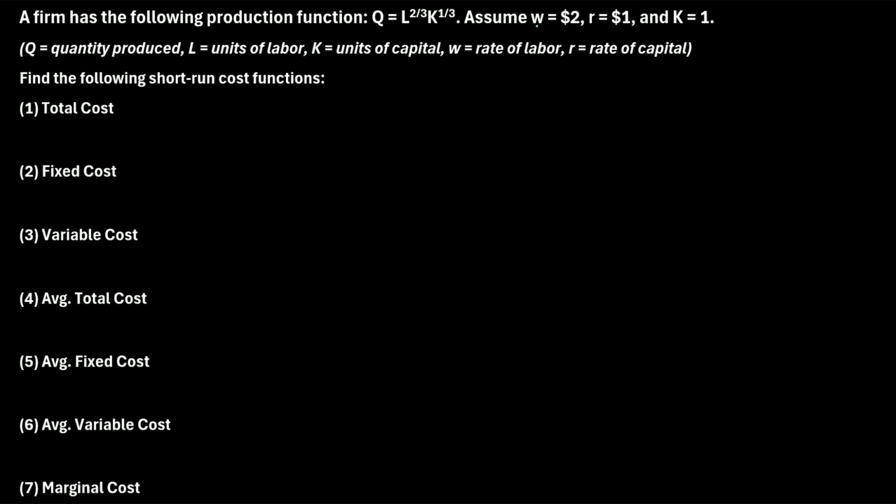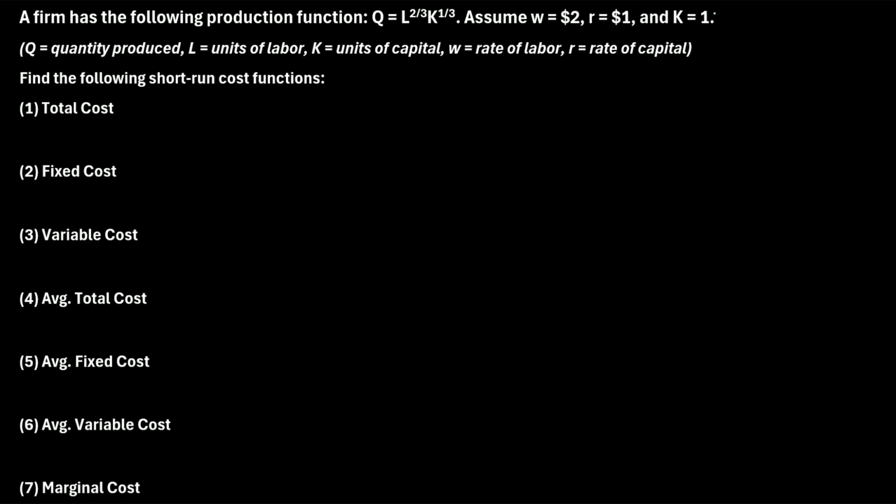Assume that W, the rate of labor, is $2, R, the rate of capital, is $1, and K, the units of capital, is 1. Now, based on this information, we can find all 7 short-run cost functions. Before we start, notice that we're only missing one value, and that is L, the units of labor. So before we get started, let's solve for L.